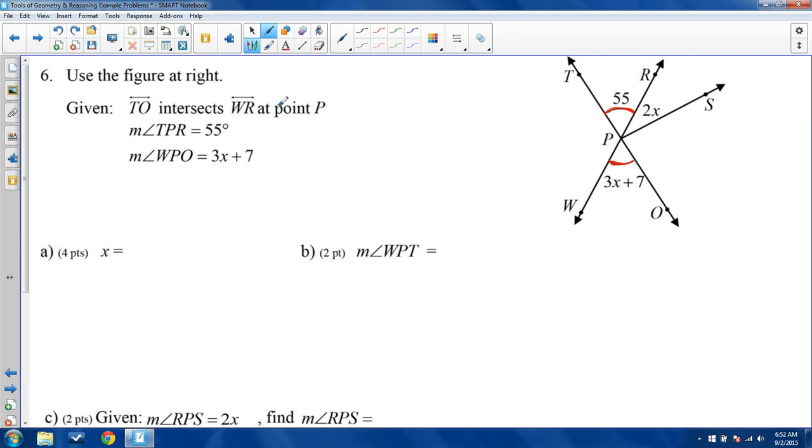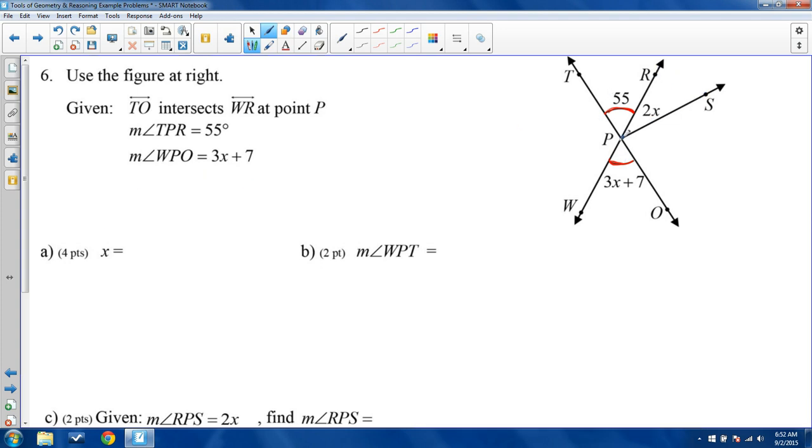So line TO intersects with line WR at point P. The measure of angle TPR is 55 degrees right there. The measure of angle WPO is 3x plus 7. They might as well tell you that also given is the measure of angle RPS, which is 2x. So let's solve for x.